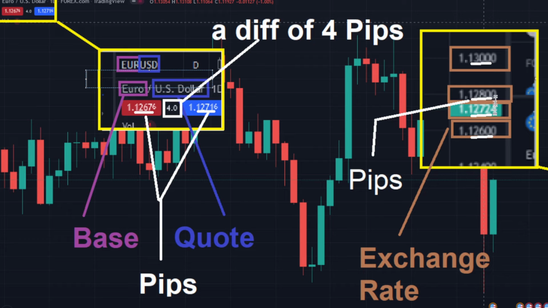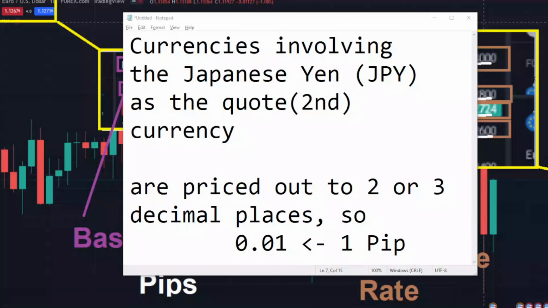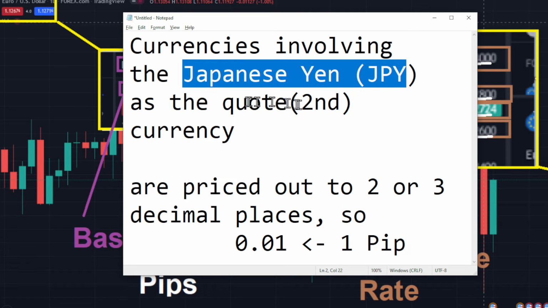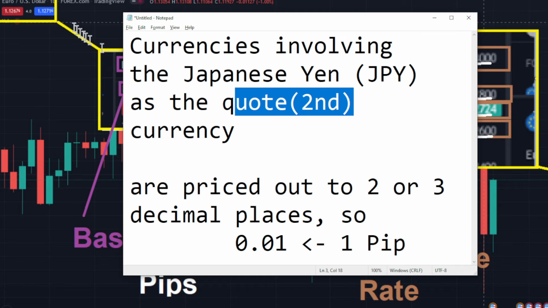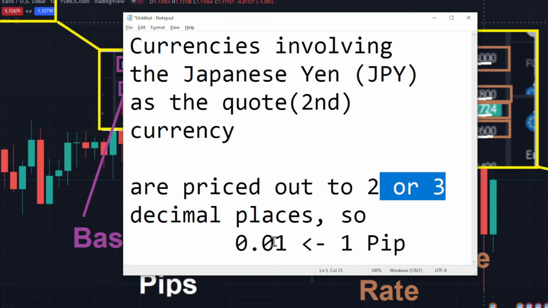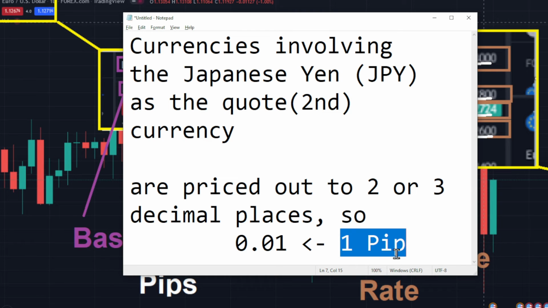And so each one of these, for example, that's 1,260 pips. Now, if you notice though, for this chart, the exchange rate is out to 5 digits, but still it's the 4th digit that's the pip. There are some exceptions to that. Any currency pair where the Japanese yen, the JPY, is in the quote, or the second listed currency of the pair, those are typically priced out to 2 or 3 decimal places. So in that case, this would be a pip. So it's actually, I guess, 1%, you could say.